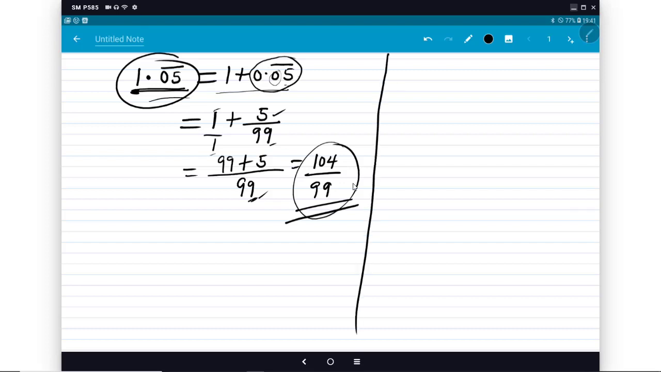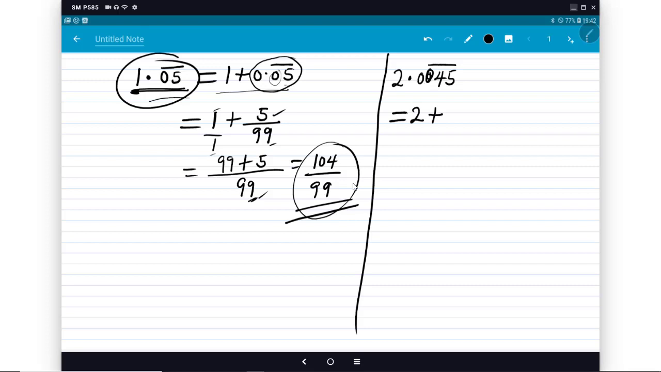Let's say we have another example. Maybe we want to see 2.0045, with the bar on these three numbers, 045 repeating. So this infraction, how do we write it? Like I said, separate the repeating part from the non-repeating part. So I have 2.0 non-repeating, so I can just write that as 2.0 or 2 plus.